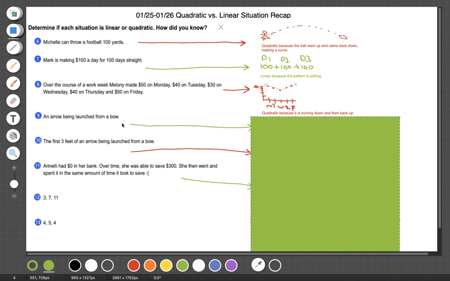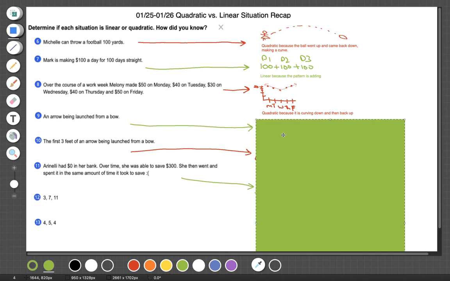An arrow being launched from a bow. Let's think about that. So this is my terrible drawing, but if you have a bow and arrow and you shoot that bow, well, eventually it goes up, eventually it comes back down. So it is quadratic because the arrow is going up and eventually comes back down.